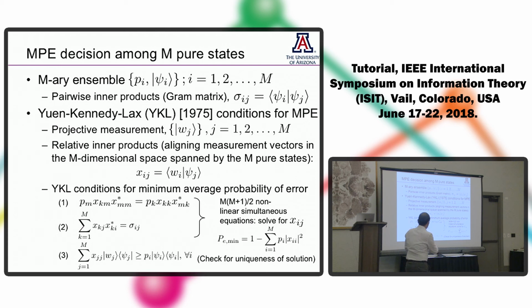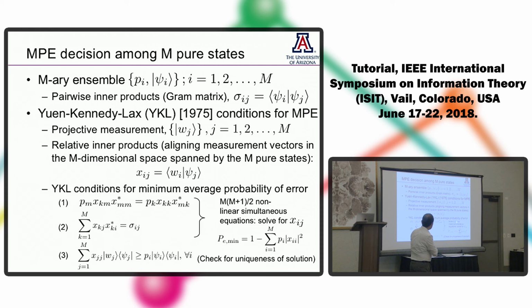So now, if you remember in the previous slide when we wrote down the error probabilities, we wrote it down in terms of the inner products between the measurement vectors and the state vectors, right? So your job of positioning the measurement vectors with respect to the state constellation can be cast as finding all of these inner products between the measurement vectors and all the state vectors. So I'm going to define a matrix. So I'm going to say that X is a matrix whose ijth element is the inner product between the jth state and the ith measurement vector. So what Yuen, Kennedy, and Lax showed is that if these two conditions are satisfied, then the measurement vectors will minimize the average error probability.